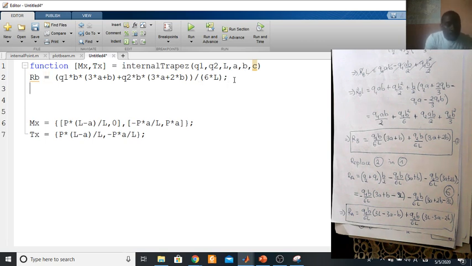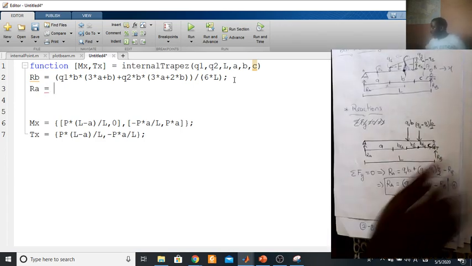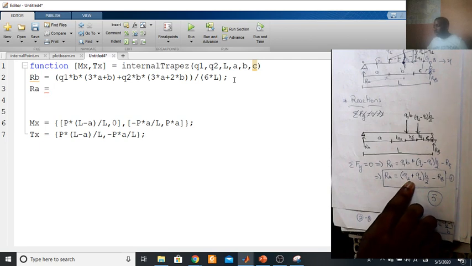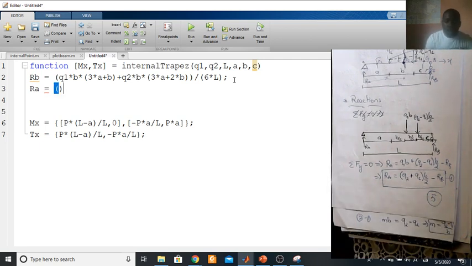So, what about RA? We have a formula here for RA in terms of RB. I don't even know why we calculated that RA again, we just wasted time there for nothing. RA will be Q2 plus Q1, all of that times B divided by 2, and minus RB, as simple as that. So that would be our RA.